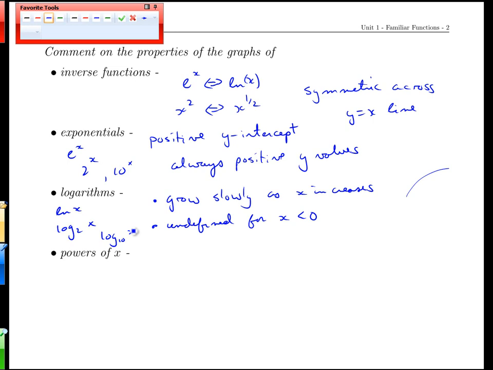Powers of x, of course, would be like x squared and x to the 1/2. These don't necessarily have a lot in common, but they do at least go through the point 0, 0, or the origin. Once we get into higher powers, you can talk about the S-shapes and things like that. There are rules for specific subfamilies, but very little is shared between all properties or all powers of x.